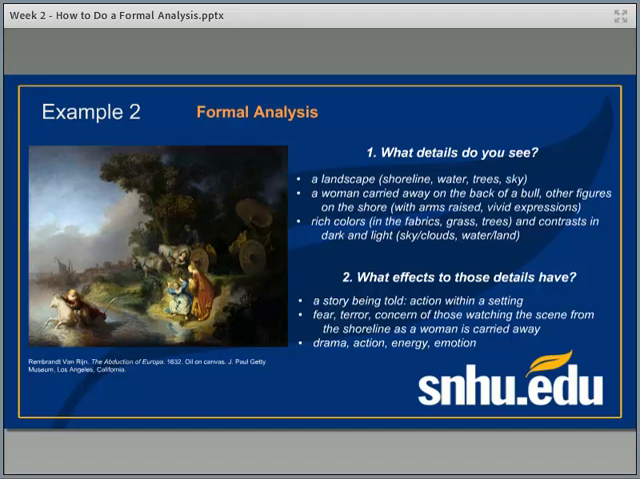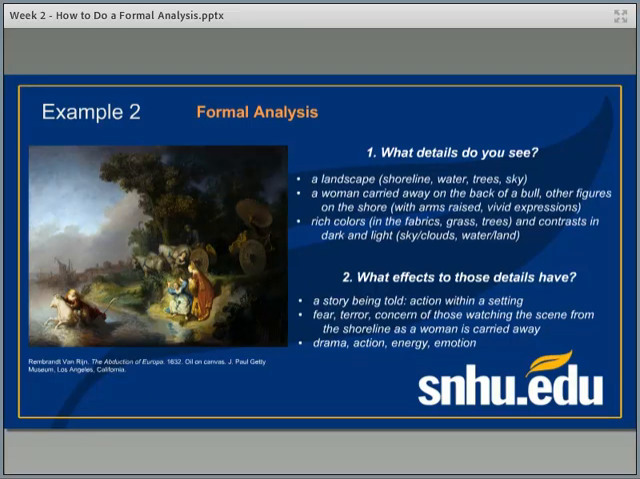So that effect of the composition and the colors and the gestures of the figures leads us to think there's this sense of concern or fear. And then there's definitely a lot of drama, action, and energy and possible emotion happening in this work. Again, that sense of the light versus the dark is very sharp and contrasting. So that adds to our sense of drama and sort of shock or wonder as to what's happening here.